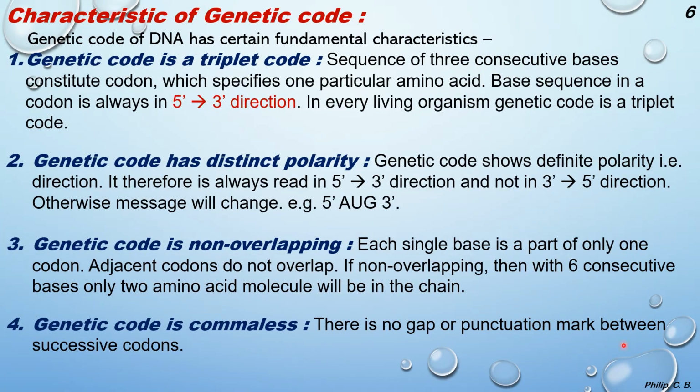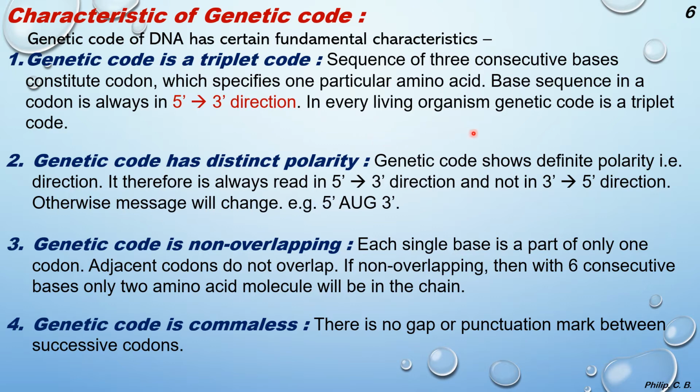Now, coming to the characteristic of genetic code, there are different definitions or terminologies. The genetic code of DNA has certain fundamental characteristics. First, genetic code is a triplet code, which you already saw. A sequence of three consecutive bases constitutes a codon, which specifies one particular amino acid. The base sequence in a codon is always in the 5' to 3' direction.